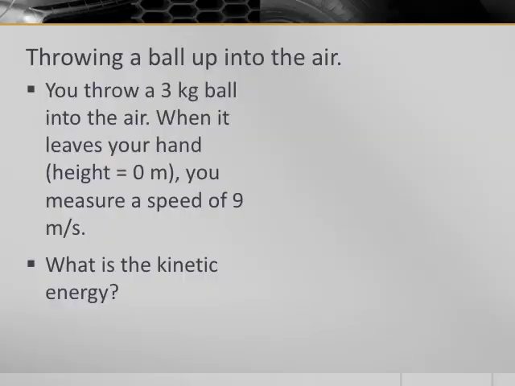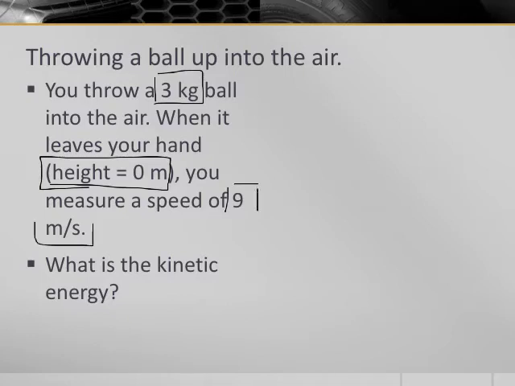So another way you may see these problems is, instead of being given height, you know enough to find KE at the very bottom, which then will give you ME, which then will give you PE. So let's walk ourselves through one of those. We have a 3 kilogram ball that you're throwing into the air. When it leaves your hand, which we're determining to be 0 height, you measure a speed of 9 meters per second. And the question is, what is the kinetic energy? So we know m is 3 kilograms. We know v is 9 meters per second.